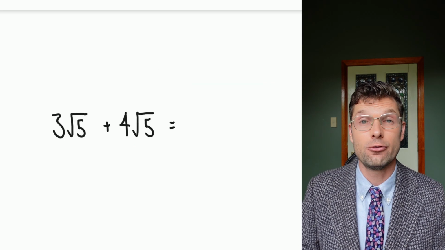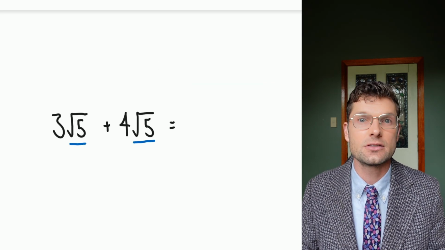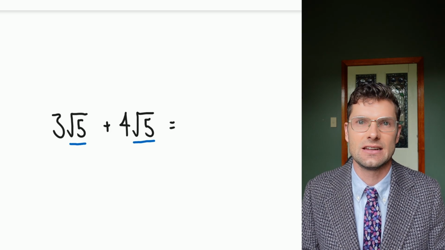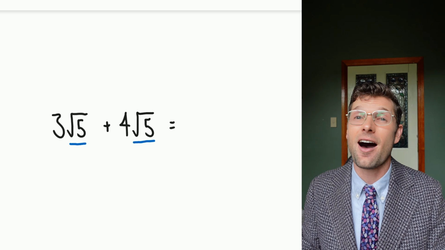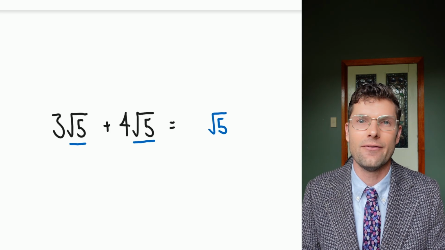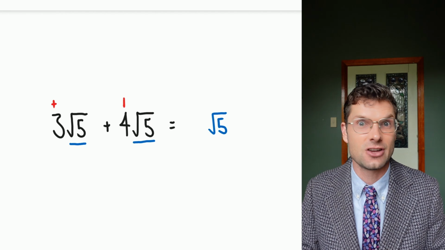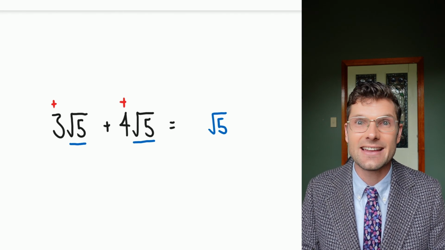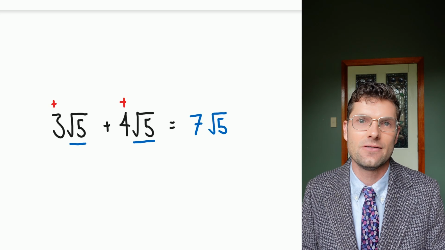So if I've got 3 root 5 plus 4 root 5, the root 5s are like, so I can definitely add these two terms together. Remembering that the root is going to stay the same, my answer I already know is going to have a root 5 at the end. The first term I've got 3 root 5s, the second term I've got 4 root 5s, so the answer is just 7 root 5. You add the whole numbers and leave the surd the same.